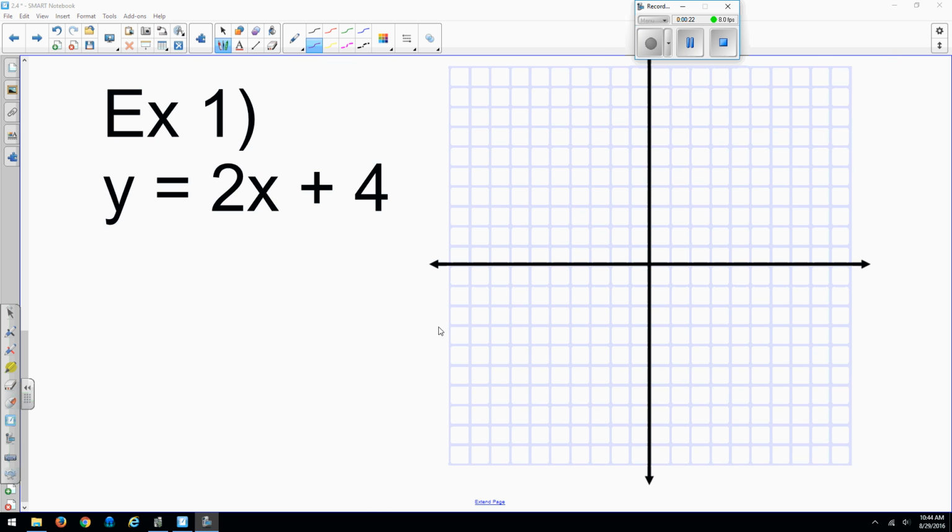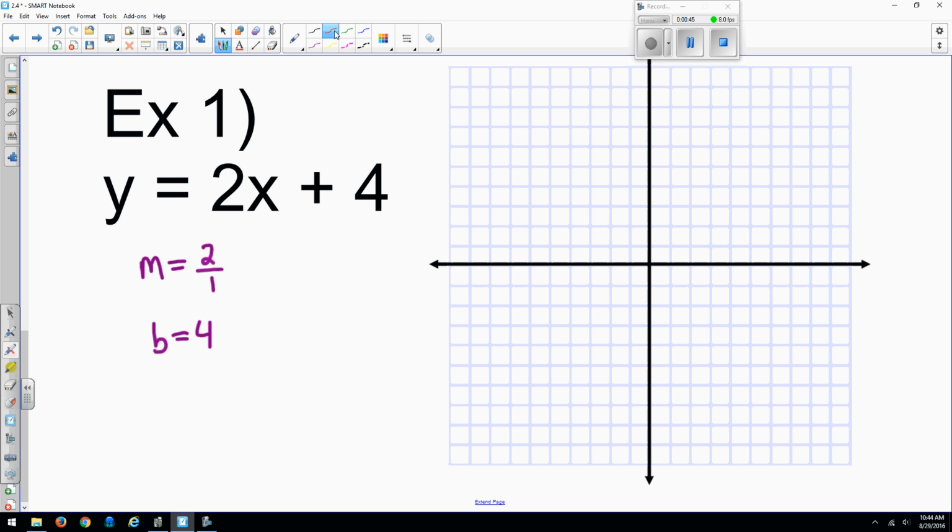So in example 1, we already have that form. So let's just go ahead and define which is which. So the slope, again, it's the coefficient of x, slope is 2. Sometimes it helps to put 2 over 1, whatever you prefer, you don't have to do that. And b stands for the y-intercept, and that's 4.